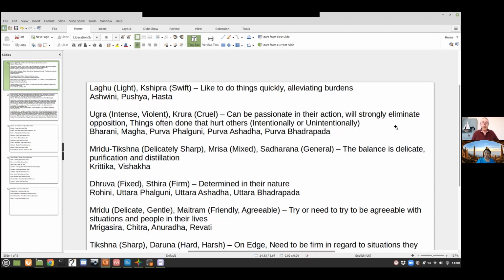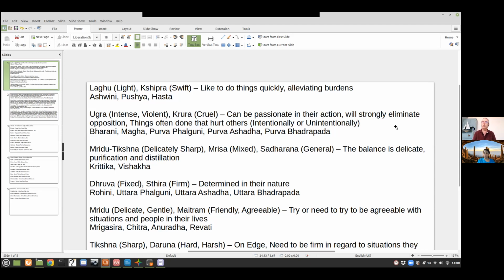So Mridu and Maitrim. Mridu meaning delicate, as we were discussing earlier, and gentle, and Maitrim meaning friendly or agreeable. Okay, so a common trait with the Mridu and Maitrim nakshatras is they try, or they need to try, to be agreeable with situations and people in their lives. So let's say, for instance, we were talking about a relationship ending. Let's say that you had one of the planets that's triggering that in a Mridu Maitrim Nakshatra.